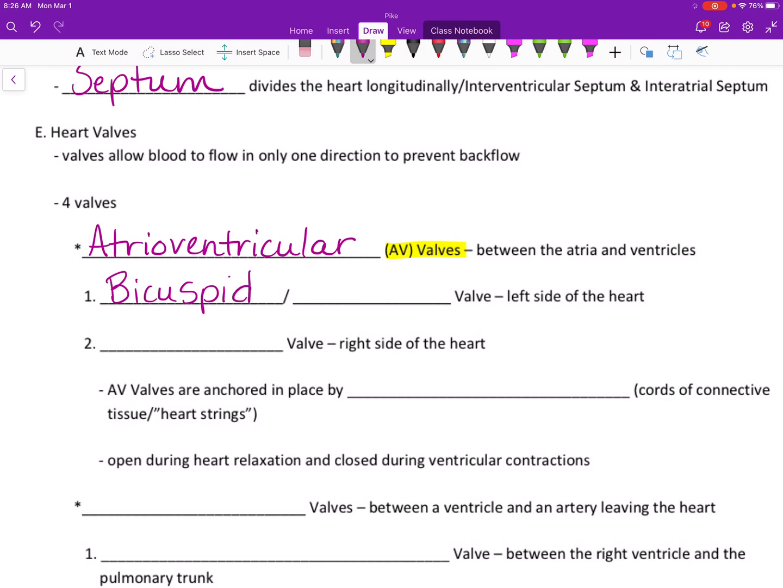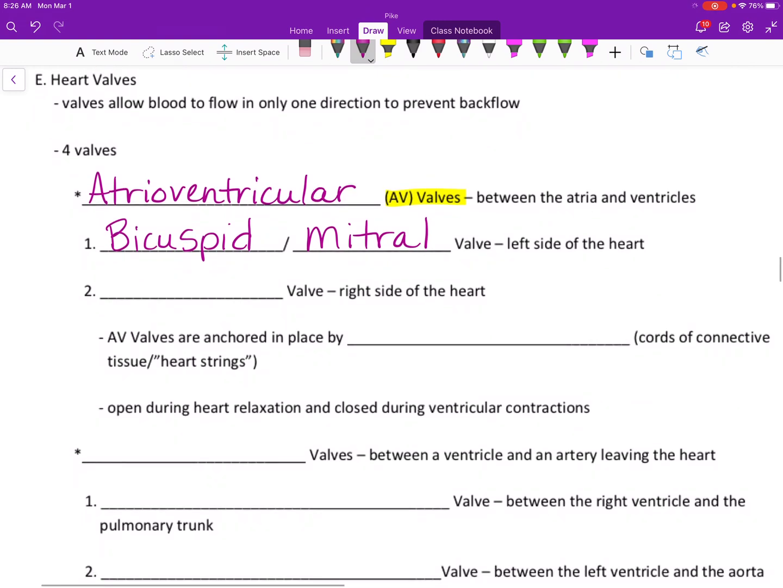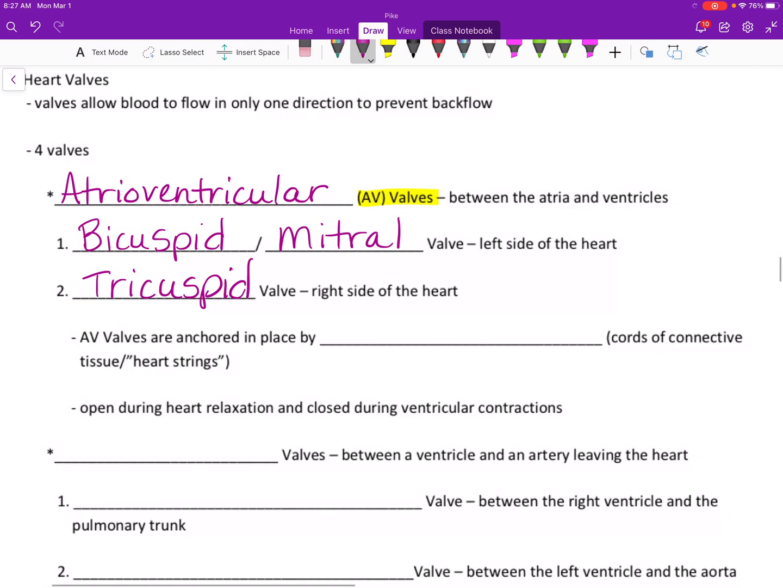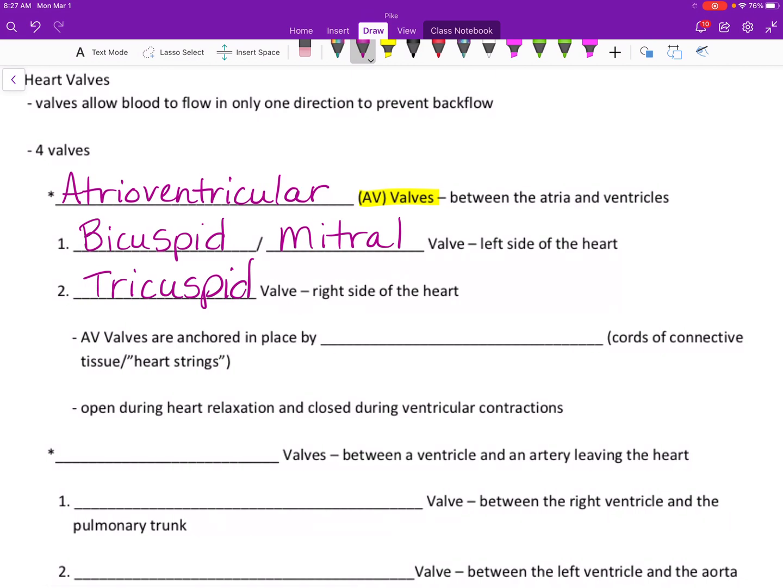And so the one that's on the left side of the heart is called the bicuspid valve. Bicuspid valve. Or, it has another name and we need to learn it because they're both used. Or the mitral valve. And those are on the left side of the heart. The atrioventricular valve that's on the right side of the heart is called the tricuspid valve. And we're going to label all these in this video, okay? So the bicuspid and the tricuspid.